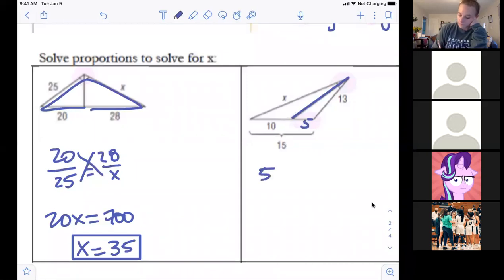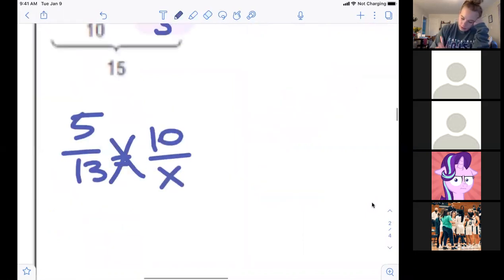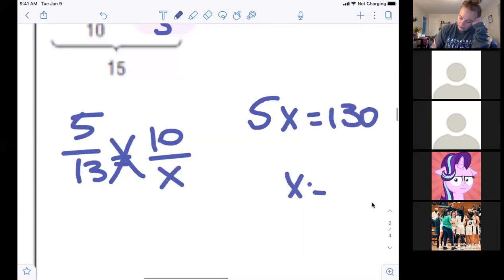5/13 equals 10/x. You could also go the other way: x/10 equals 13/5. Again, lots of ways to do it, but this is perfect. Good job. Anybody have questions on how Bethy set up her proportion? Okay, let's cross multiply. I get 5x equals 130. I divide by 5 and I get x equals 26.